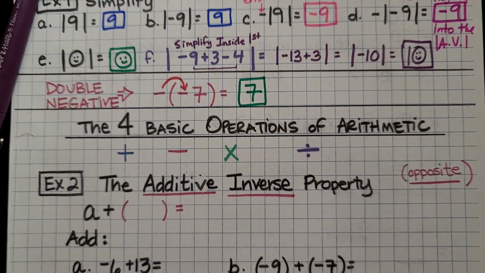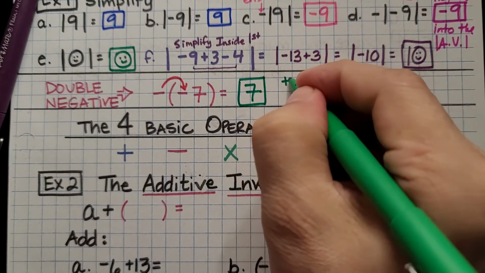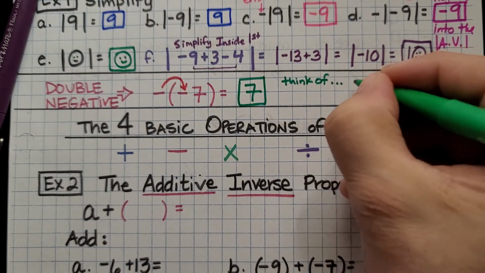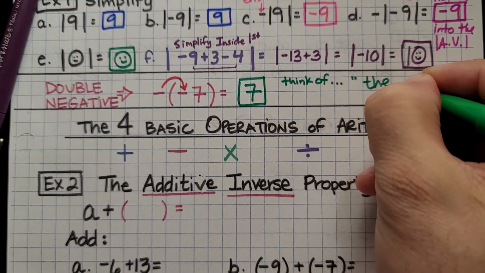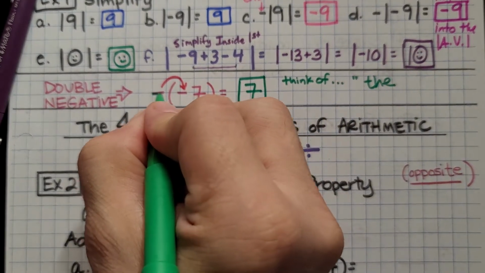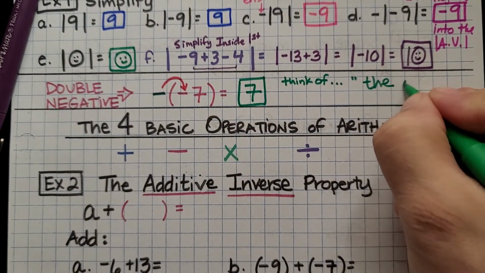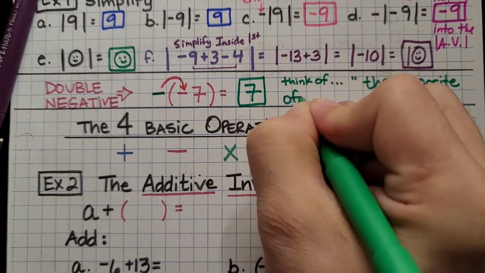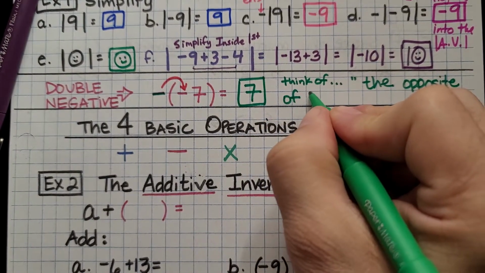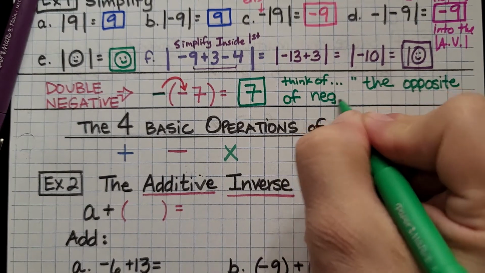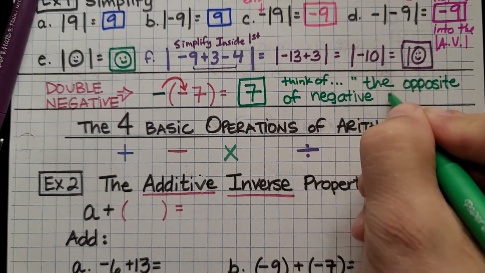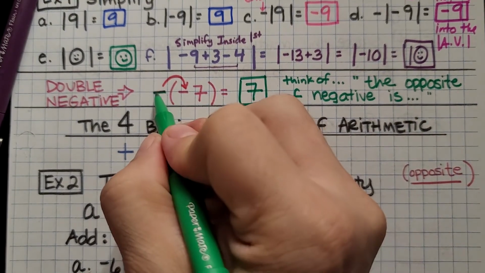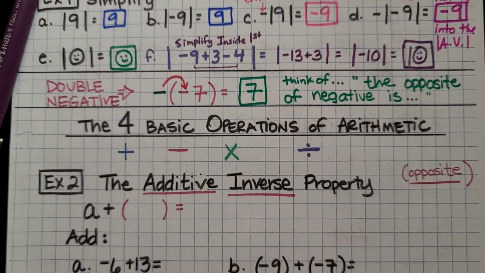Think of it like this. Instead of thinking of this as a negative number, you can think of it as the opposite of -7, and that's all we're doing. The opposite of a -7 is a +7.